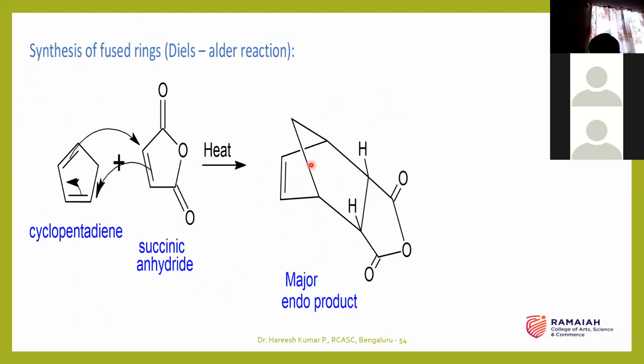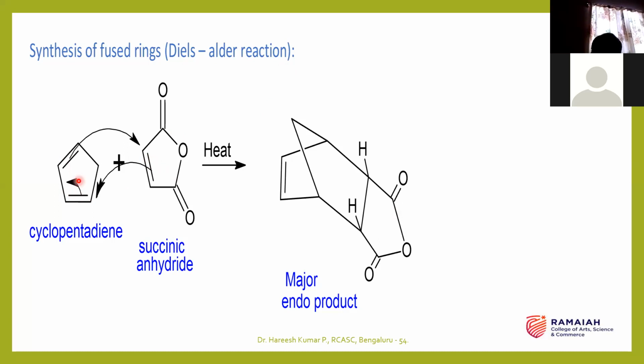Okay. So when you are preparing adducts, these compounds are called adducts, and more particularly this kind of synthesis is called the Diels-Alder reaction. What is happening here, there will be a reaction. You can observe that 4 pi electrons are involved. That means this is 2 pi electrons, and this is another 2 pi electrons. So this kind of moiety is called diene, and this is called dienophile.